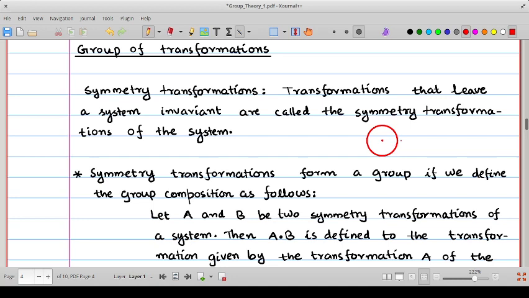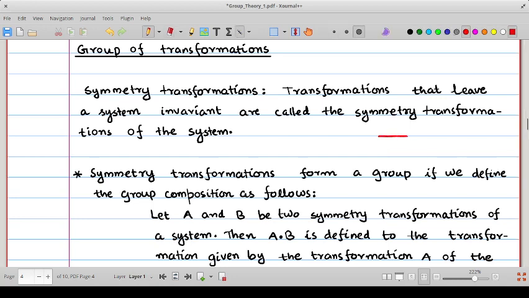So, considering the circle as the system, the transformation is rotation of the system about an axis passing through the center of the circle and perpendicular to its plane by any angle. So this is an example of a symmetry transformation.